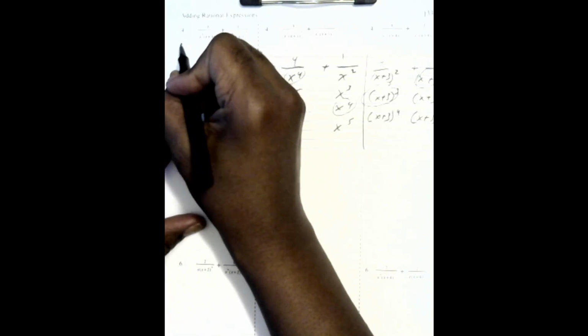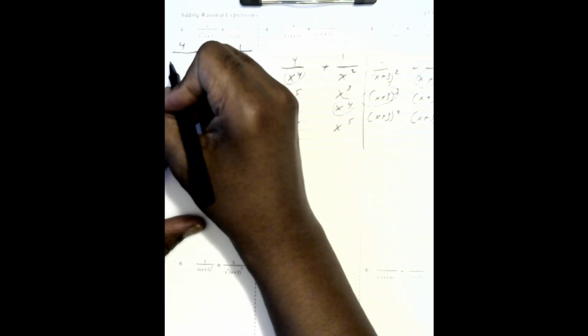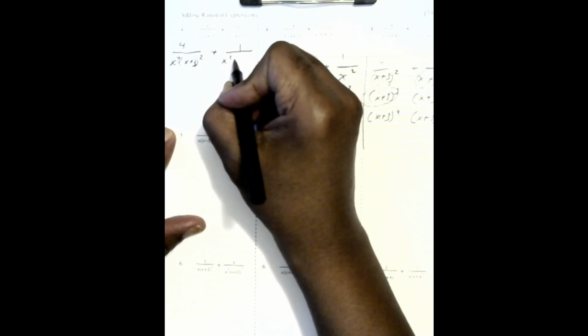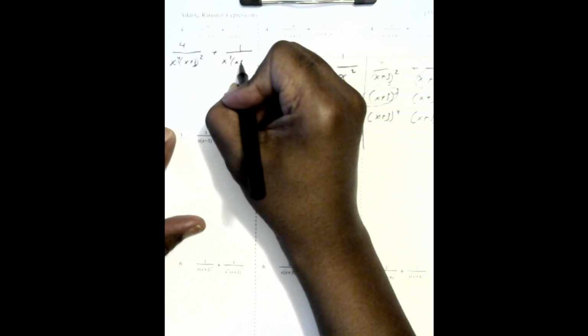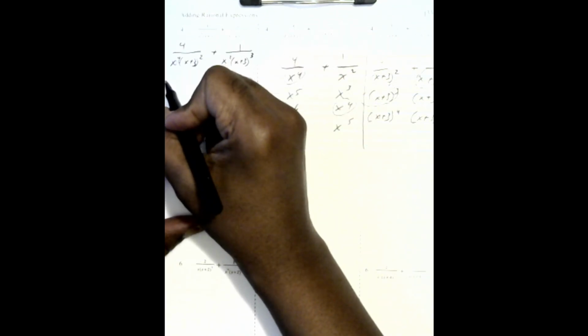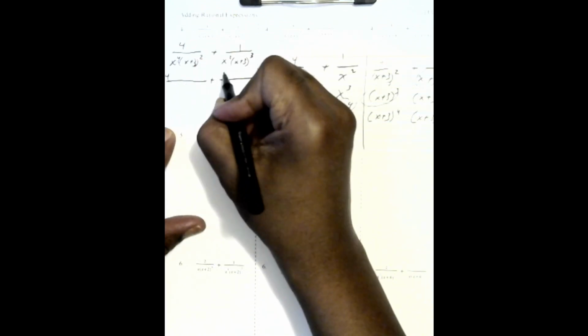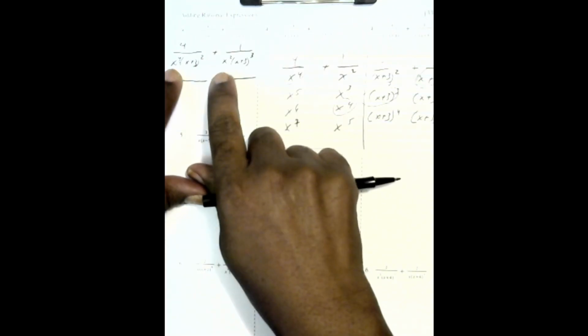So let's take a look. We have 4 and 1 as numerators, x to the fourth times x plus 3 to the second, and this is x squared times x plus 3 to the third. Now let's find the common denominators. We'll put the 4 here and the 1 there. So we have an x to the fourth and x squared.